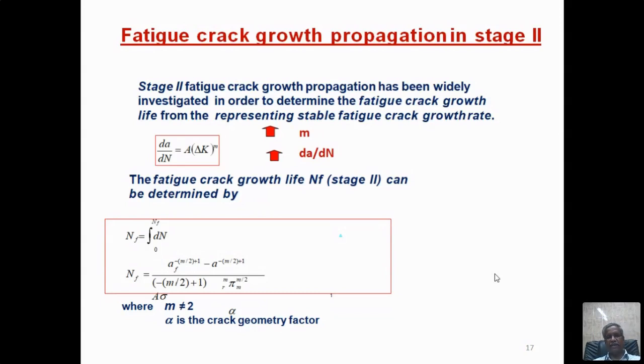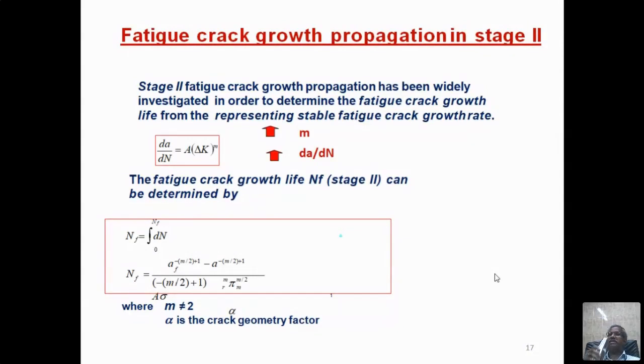If you know the crack length and the stress acting on it, you can calculate delta K. So once the right side component is known, m and C are material properties. They depend on the material. For aluminum the m value is different, for stainless steel the m value is different, for titanium the m value is different, and the C values are different. It is a material dependent, structure sensitive property.